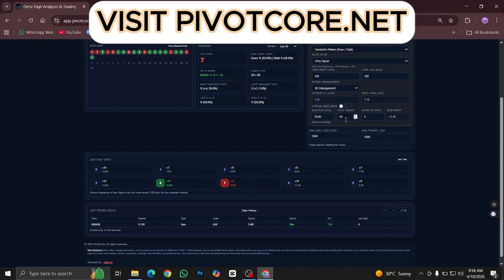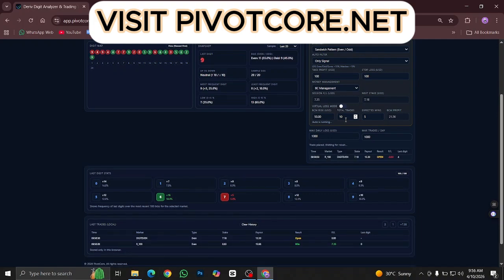Look at how easy the interface is. You just connect your Deriv account, select your market, and set your parameters. I'm setting my stake and telling the bot exactly when to enter.